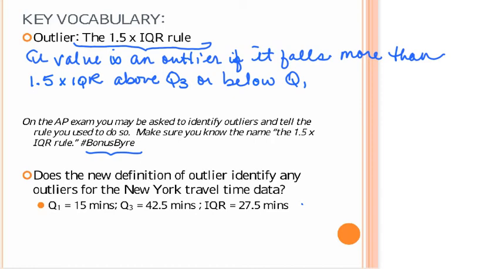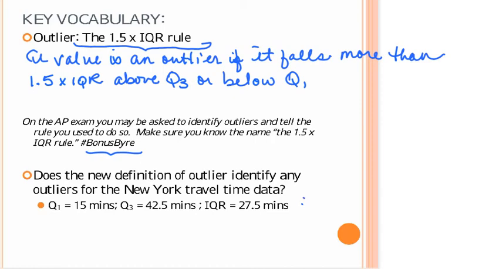You have to tell them the name, the 1.5 times IQR rule. I know it sounds dumb, but trust me on this, a little bonus Byerly knowledge might help you in the long run. All right, so does the definition of outlier identify any outliers for the New York travel time data?